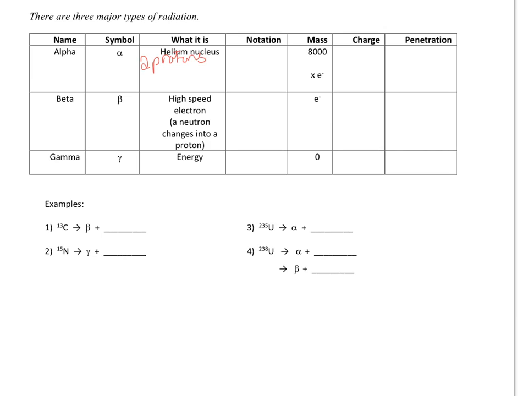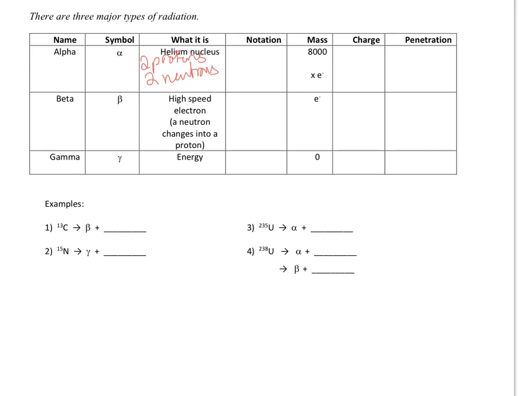And its mass number is 4, so 4 minus 2, that means there are also 2 neutrons as well. So one alpha particle is made up of 2 protons and 2 neutrons, which makes up a helium nucleus. It's not a helium atom because it doesn't have the electrons in it, just the nucleus portion.